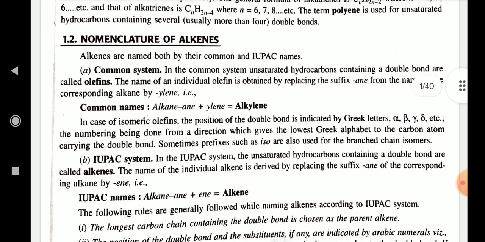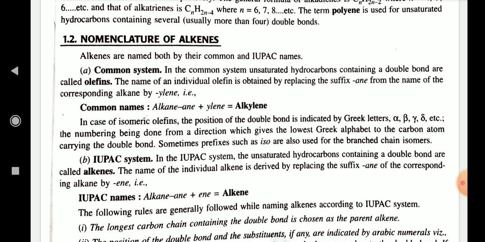Next topic is nomenclature of alkenes. Alkenes are named both by their common and IUPAC names. First is the common system. In the common system, unsaturated hydrocarbons containing a double bond are called olefins. The name of an individual olefin is obtained by replacing the suffix "ane" from the name of the corresponding alkane by "ylene." That is, common name is alkane plus ylene.